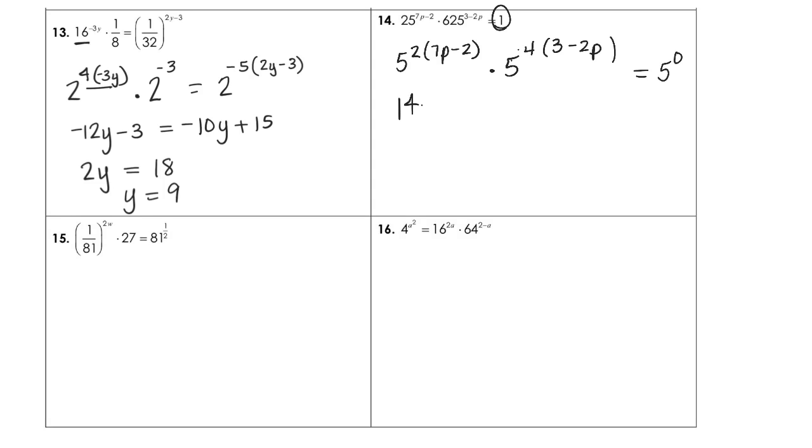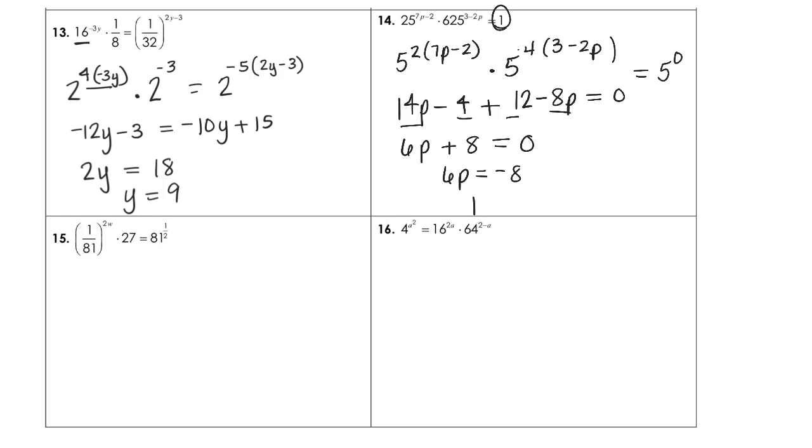And so here we're going to go ahead and simplify this out. So we have 14p minus 4 plus 12 minus 8p, and all of that equals 0. So combining our like terms, we have 14 minus 8, so that's going to give me a 6p. Combining our numbers, we're going to have plus 8 equals 0, so we need to subtract our 8 over, divide by 6, and reduce, so it looks like we're going to have a negative 4/3.